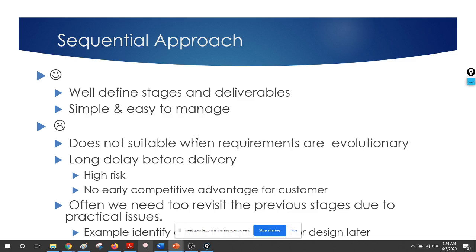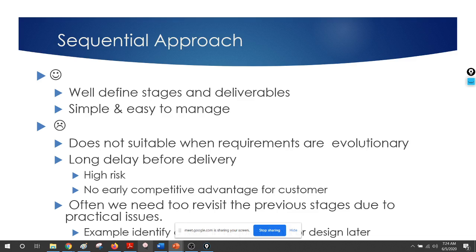Remember, we complete the analysis and go to the design, but while you are in design also, you will get some requirements, right? So that is not going to work. And there is a long delay before delivery. We are going to give the delivery at the end of the development, so that means maybe after 6 months or maybe after 1 year. That is high risk, and also the customer is not going to get any early competitive advantage because he has to wait about 6 months, 1 year to get the product, right?